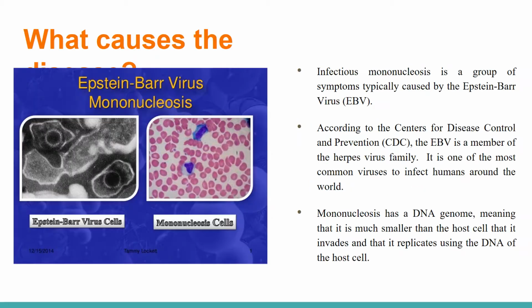Mononucleosis. What causes the disease? Infectious mononucleosis is a group of symptoms typically caused by the Epstein-Barr virus. According to the Centers for Disease Control and Prevention, the EBV is a member of the herpes virus family. It is one of the most common viruses to infect humans around the world.